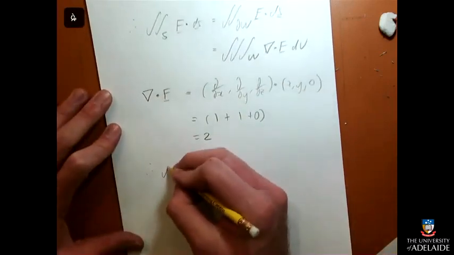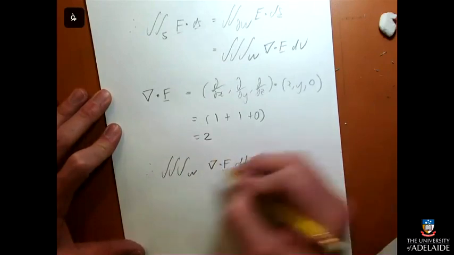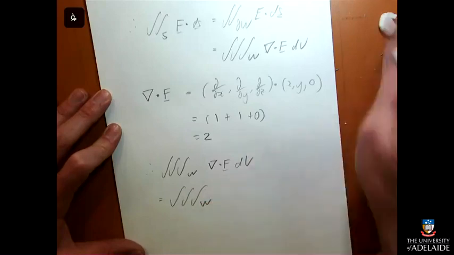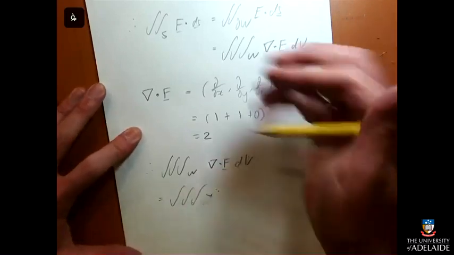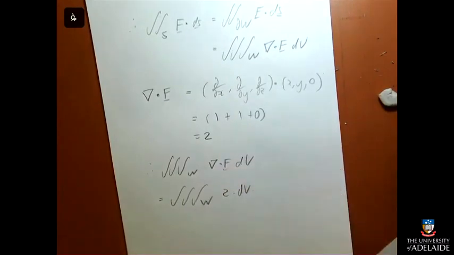So therefore the integral across W of the divergence of f dV is going to be, I don't know, 2 dV. Just a second, whatever part it was, we figured out what the integral of 1 dV was, so this should just be 2 times whatever answer we got before.